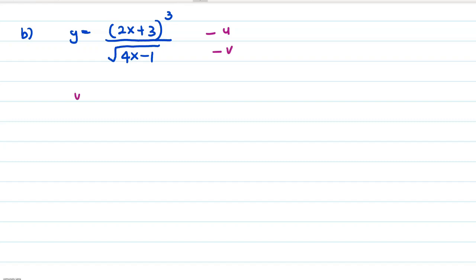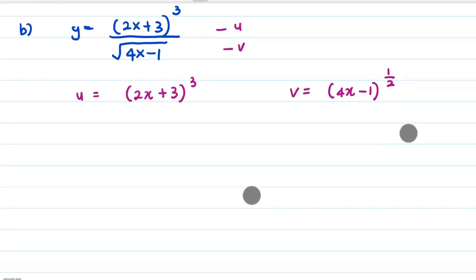Alright, so your u will be in the form of a composite function, 2x plus 3 to the power of 3, while your v will be the square root, 4x minus 1 to the power of 1 over 2. Then, next we want to find your u prime.